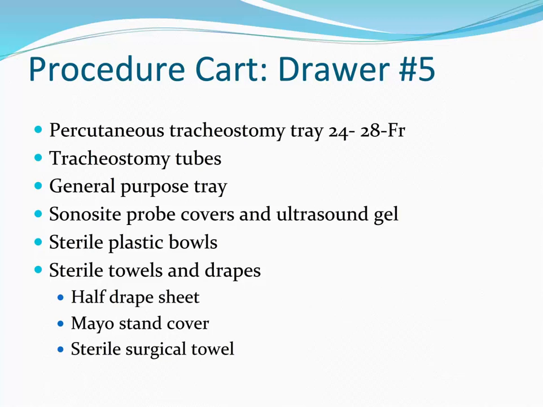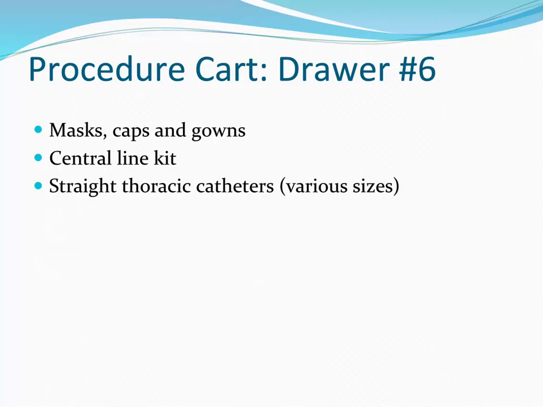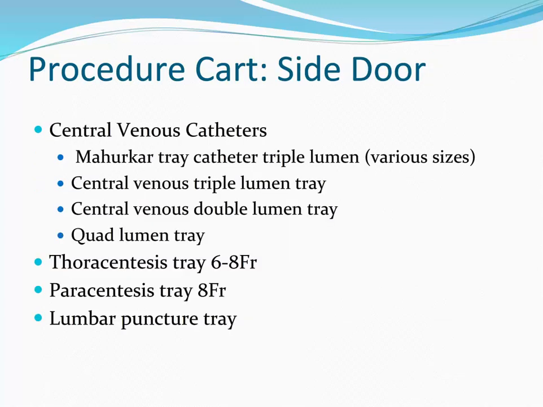Drawer number 5 has a trach trace, trach tubes, general purpose trace, Sonocide probe cover and ultrasound gel, sterile plastic bowl, and sterile towels and drapes. Drawer number 6 has all the hats, masks, and gowns, along with a central line kit and various sizes of chest tubes. The side door is where the majority of all line kits and trays are found. Various central lines, including Mahurkar, Cordis, and thoracentesis, paracentesis, and lumbar puncture trays.